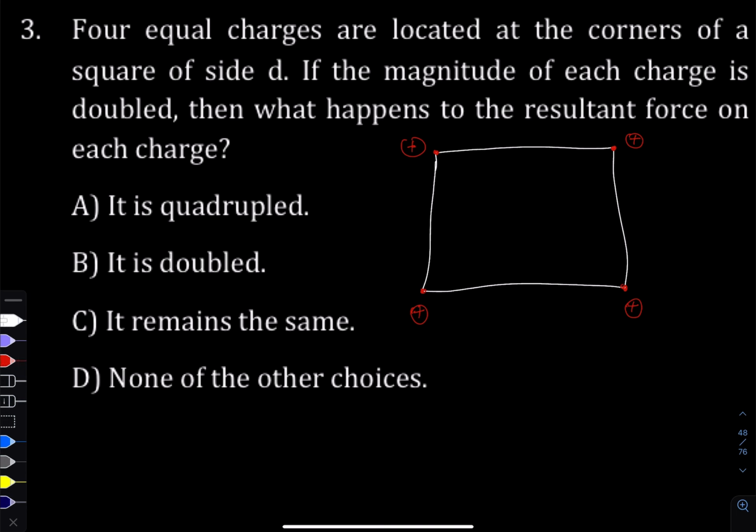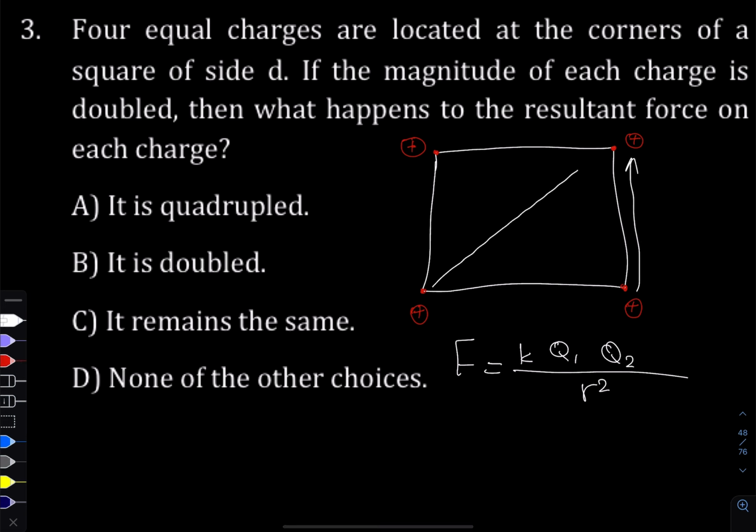We can just take the resultant force on one of these charges. The resultant force for each charge is going to be dependent on, again, the equation we talked about. Now this one is going to experience a lot of charges. You're going to get a force from this one, a force from this one, and a force from this one. And the side length is D here. But this one is not D, this one is actually different.